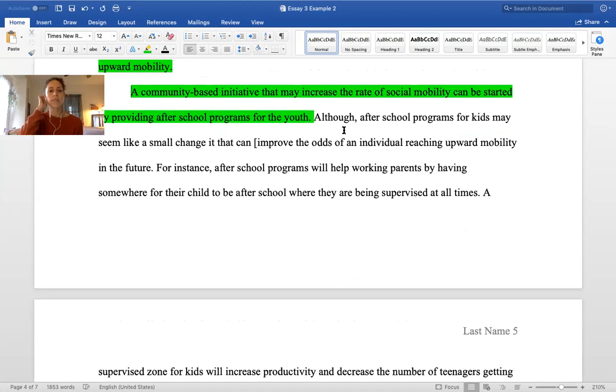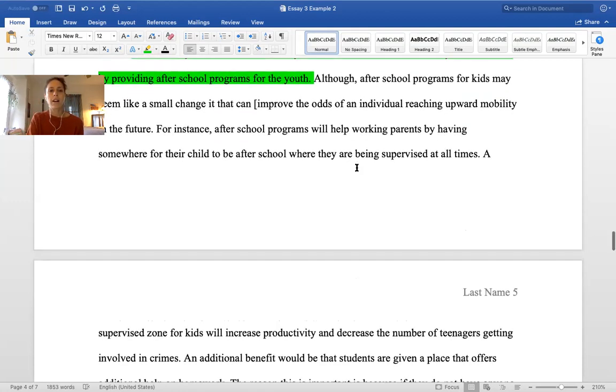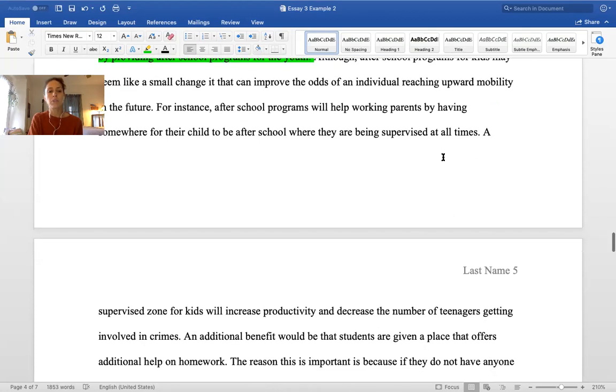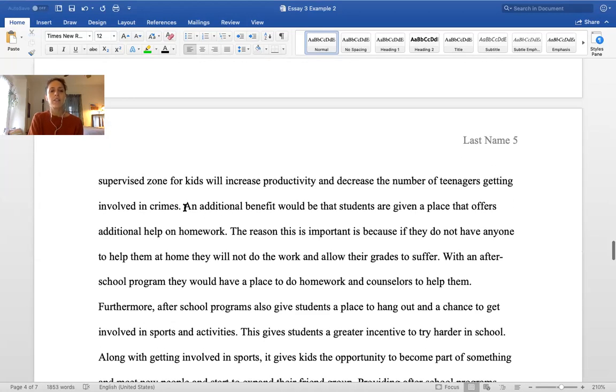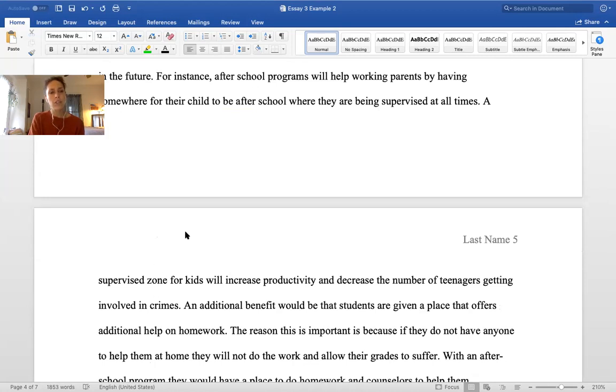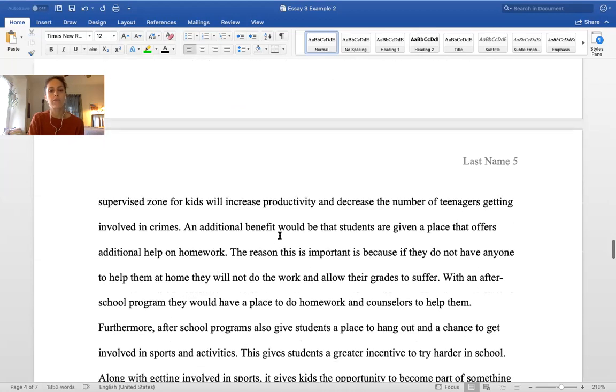Although after-school programs, so again, this is our topic sentence. Although after-school programs for kids may seem like a small change, it can improve the odds of an individual reaching upward mobility. For instance, after-school programs will help working parents by having somewhere for their child to be after school when they're not being supervised. A supervised zone for kids will increase productivity and decrease the number of teenagers getting involved in crimes. So I would probably like her to cite this information, because although we can probably say, yeah, that makes sense to us, I understand the relationship there, I'd like her to give a little bit of support in terms of where she got this information from.